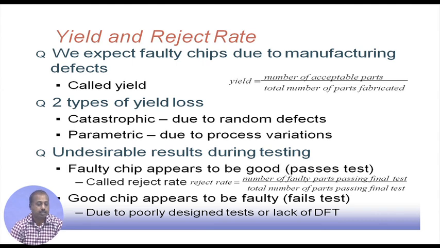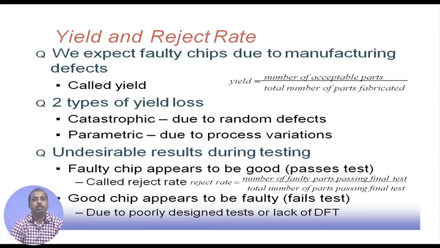So, it is the number of faulty parts that are passing, the ratio of faulty parts that have passed the final test. So, that is the reject rate. And another problem that can occur is that some good chip may appear to be faulty. So, the chip is actually good, but it fails the test. It can happen due to various reasons.